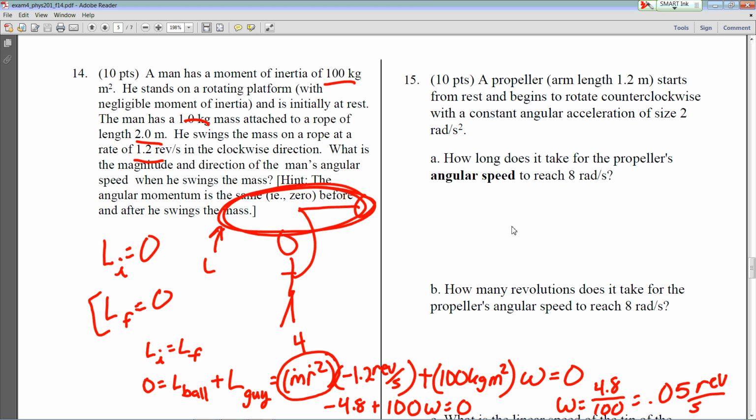Okay? That's a conservation of momentum. Initial is equal to the final angular momentum. All right? What else on this test?